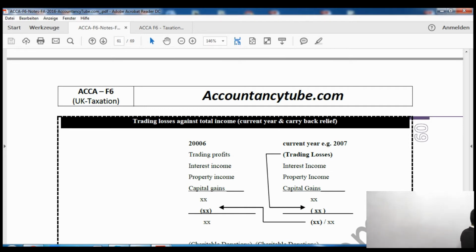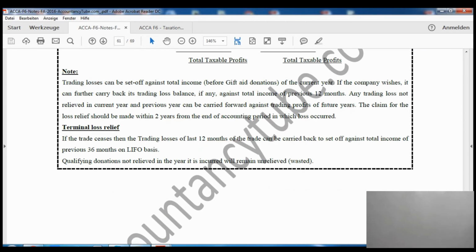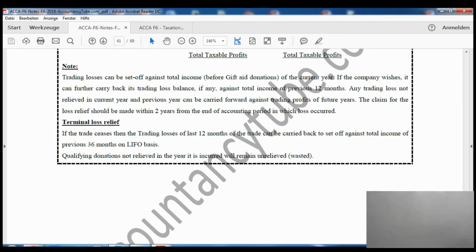Trading losses can be set off against total income before gifted donations of the current year if the company wishes. It can further carry back its trading losses, if any, against total income of the previous 12 months. Any trading loss not relieved in the current year and previous year can be carried forward to set off against future profits. The claim for the loss relief should be made within 2 years from the accounting date in which it occurred.